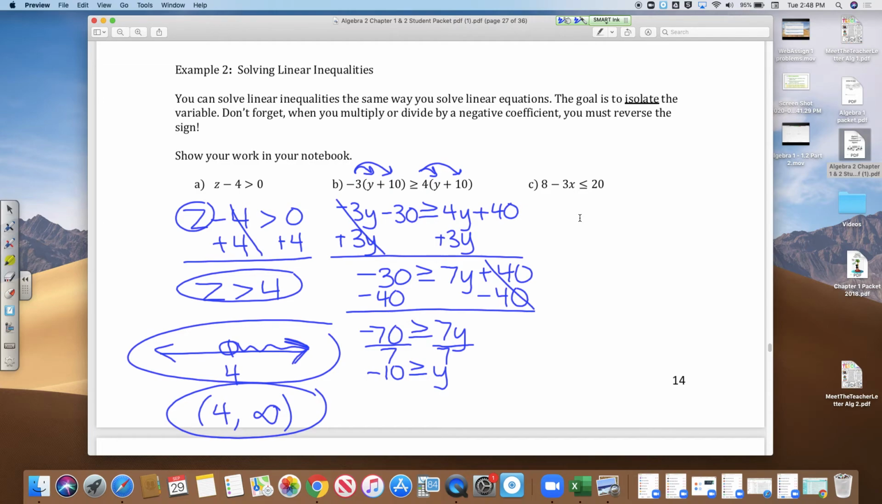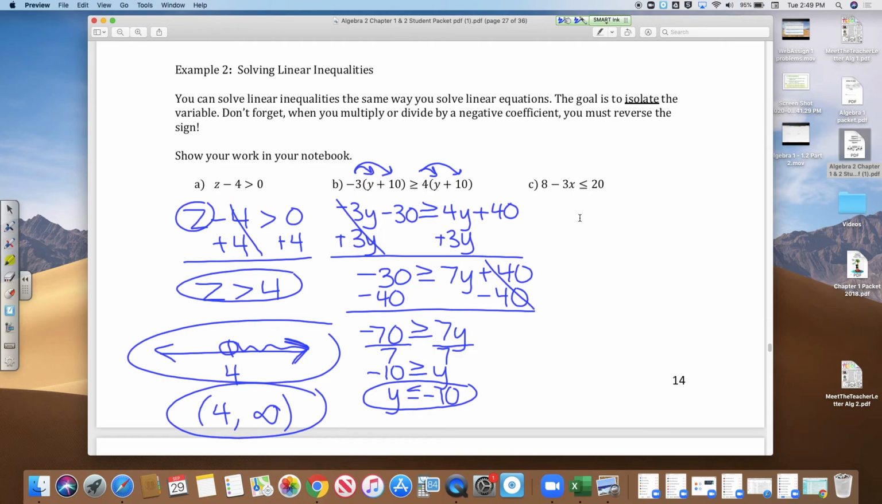I did not have to flip a sign. You only have to flip a sign if you divide by a negative number or multiply by a negative number. So here's my answer. I personally would rather graph and use interval notation when these are flipped around. That's just my personal preference. So when I do that, I get y is less than or equal to negative 10 as one of my answers.